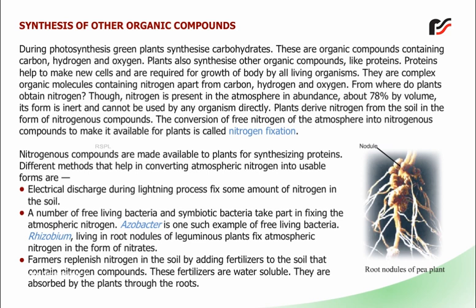Different methods that help in converting atmospheric nitrogen into usable forms are: electrical discharge during lightning fixes some amount of nitrogen in the soil. A number of free-living bacteria and symbiotic bacteria take part in fixing the atmospheric nitrogen. Azotobacter is one such example of free-living bacteria. Rhizobium living in root nodules of leguminous plants fixes atmospheric nitrogen in the form of nitrates.